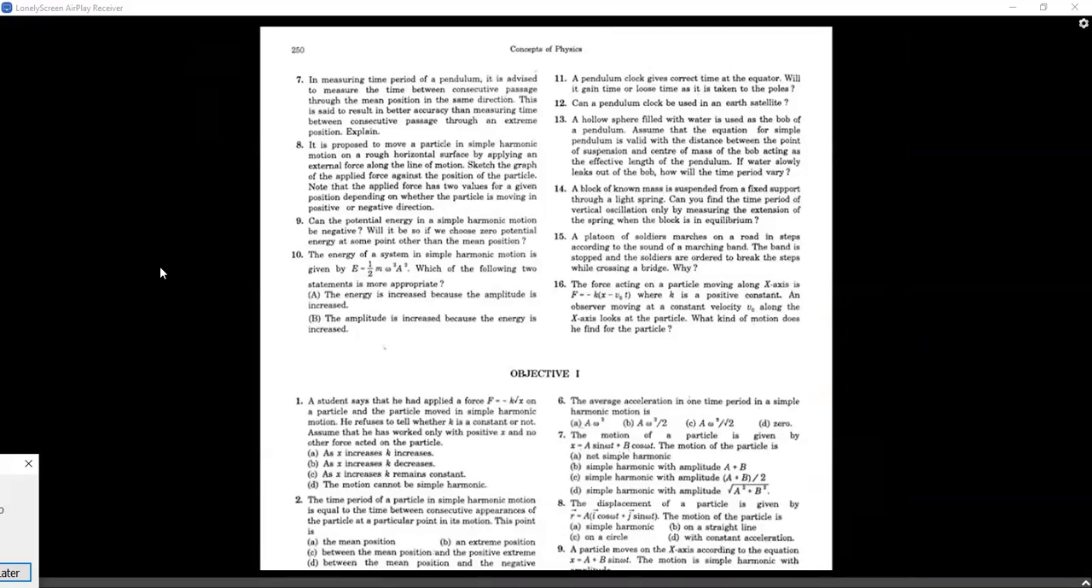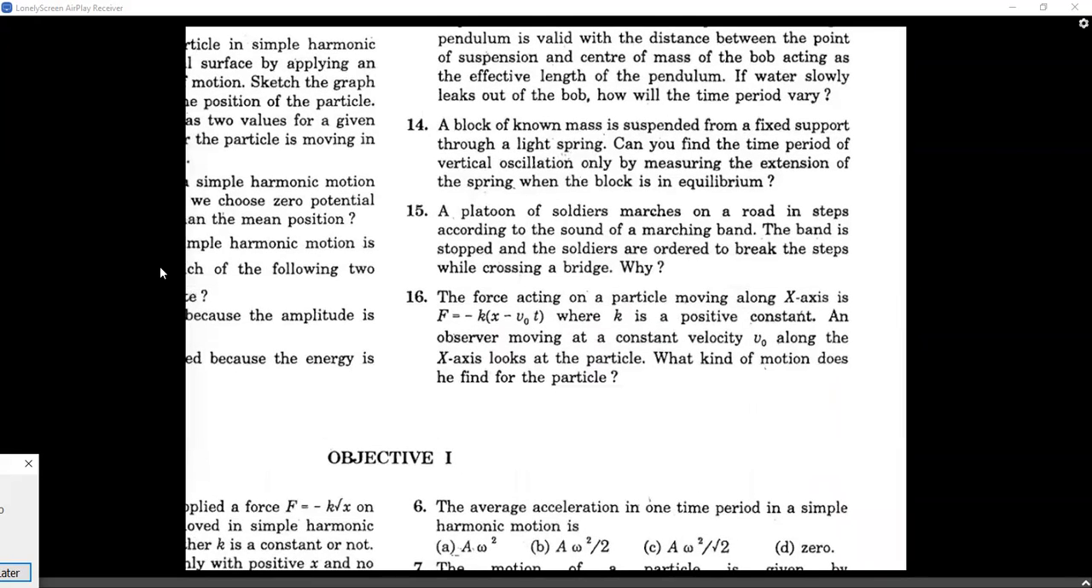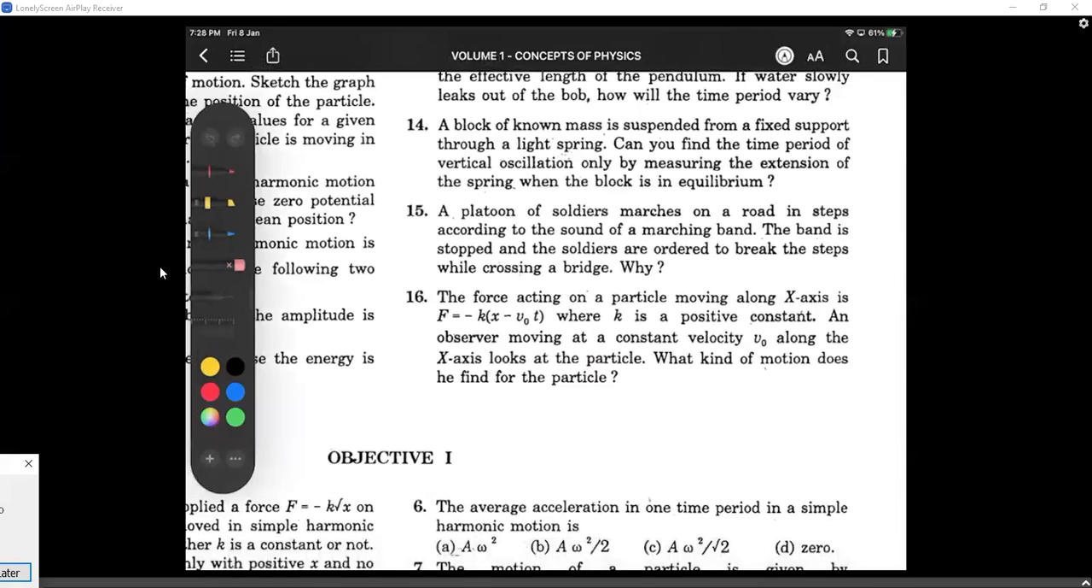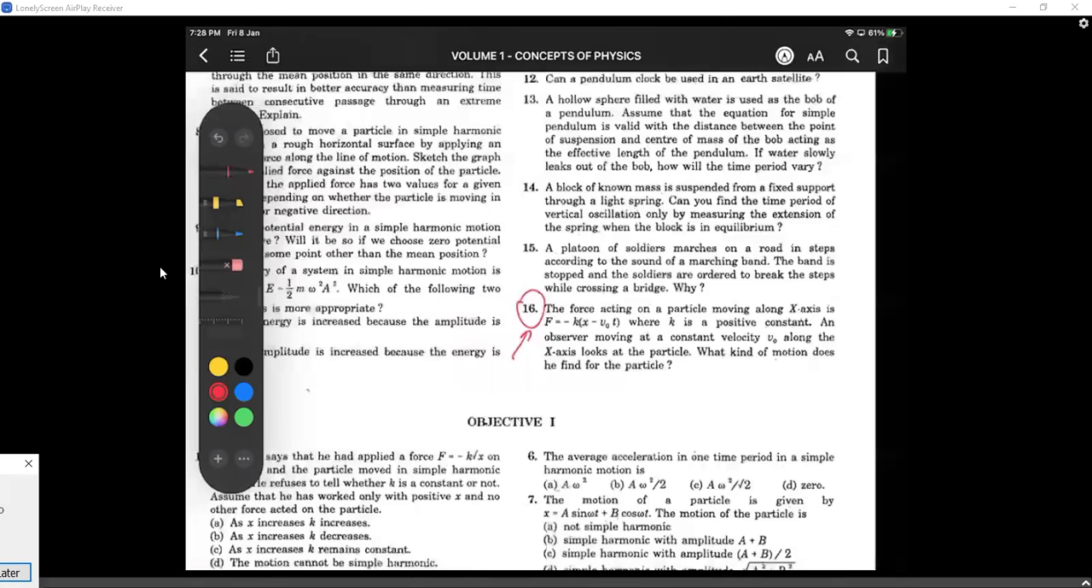Now, we didn't discuss question number 16. We cannot discuss it right now because I haven't discussed damped oscillations or forced oscillations yet. Let me discuss question number 16 right after the end of the topic. Now, anything else from the first few questions? Anybody? No?